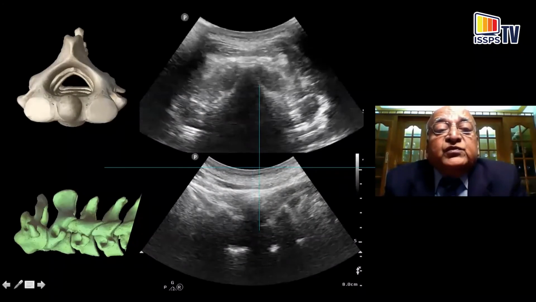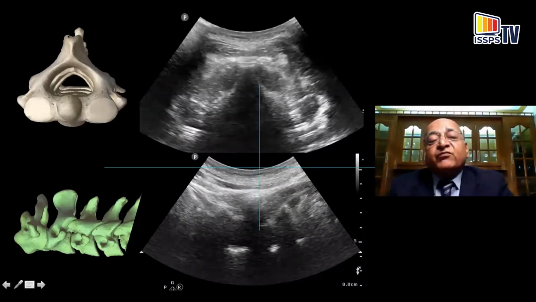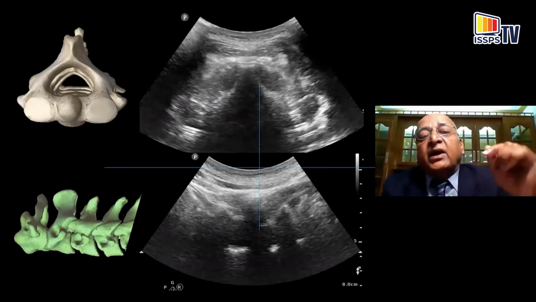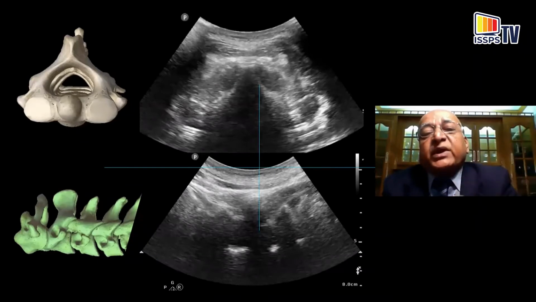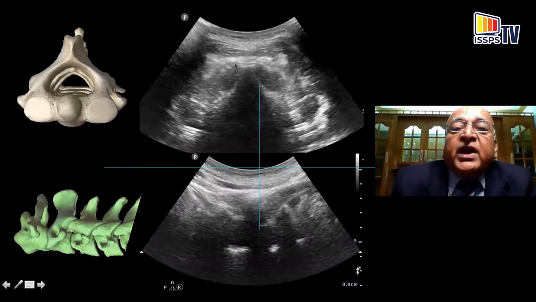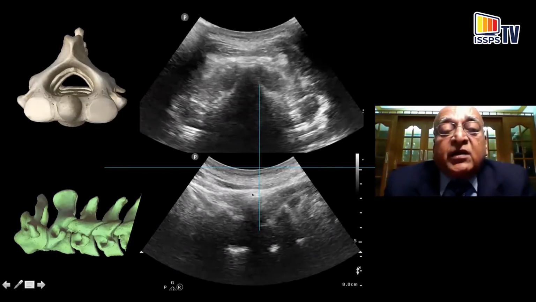Now, the next, C2, is a very, very important landmark because it has the first bifid spinous process, as you can see here. The first bifid spinous process serves as the landmark for you to identify and locate the subsequent levels. In a transverse view, you can identify the bifid spinous process. And as you can see, it is one of the tallest spinous processes in a longitudinal view.